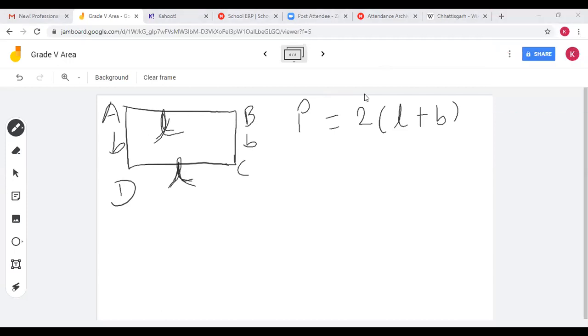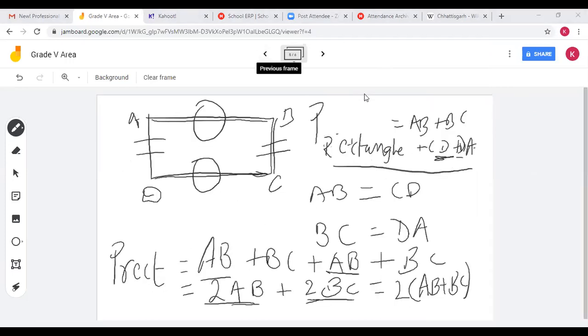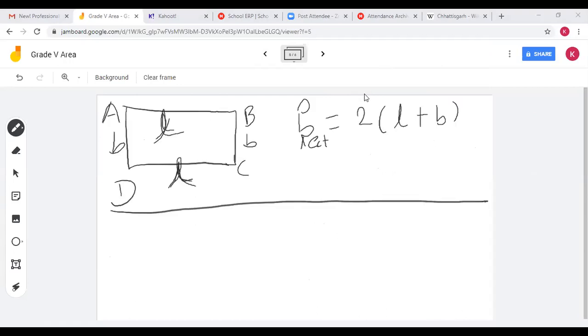So perimeter of rectangle is equal to 2 times L plus B. This you have to write, not the previous part. Okay, this part you don't have to write. The next part you have to write. Okay, and we will go to Ananya's question.